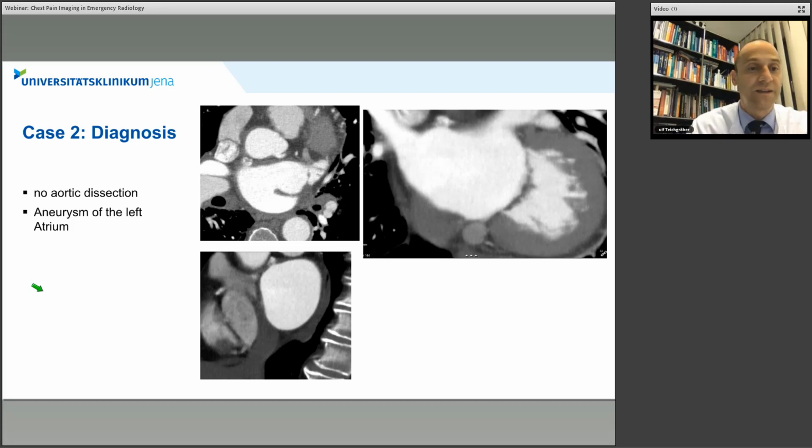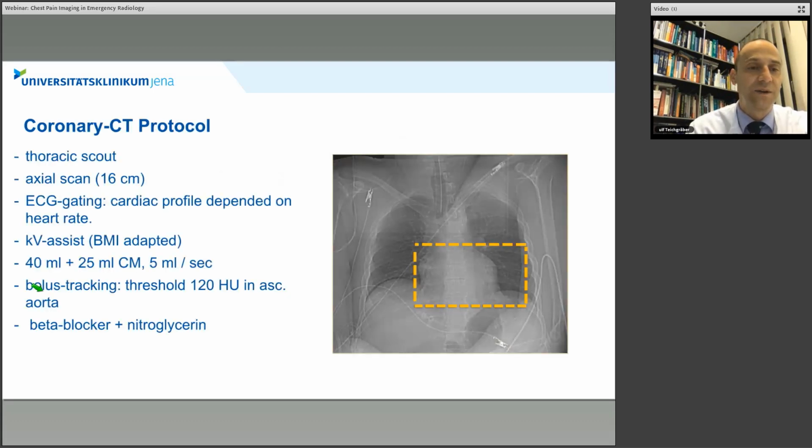So in this case, as I mentioned, there was no aortic dissection, but we had diagnosed the aneurysm of the left atrium, which we have right here. This is something which definitely has to be discussed with your cardiologist, and in this case, this was also treated in this patient. If this was really the aneurysm responsible for the troponin elevation is not really clear in depth, but this patient also had severe chest pain, so this might have been the case.